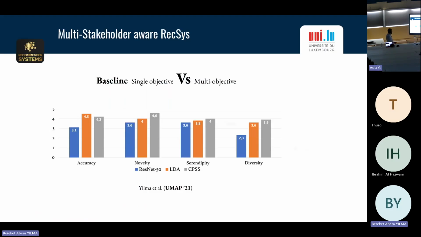The first study, in the Yilma paper 2021, was essentially to measure LDA, ResNet, and the CPSS approach, which combines all of these things on the content recommendation level. You can see the accuracy is slightly less than LDA. LDA is still the winner. But adding all of these components to the recommendation pipeline did not actually cause a significant worsening in accuracy.